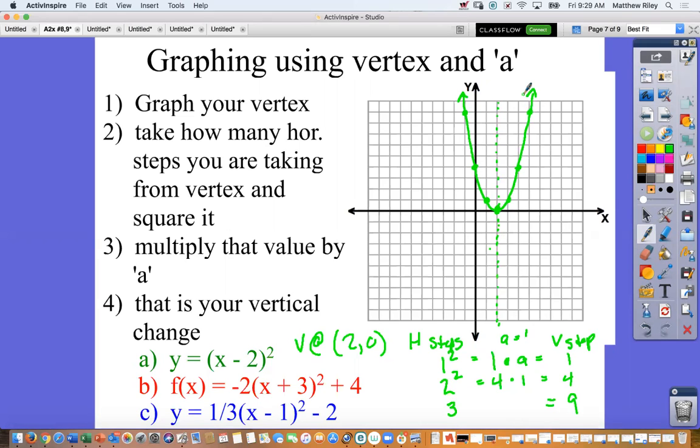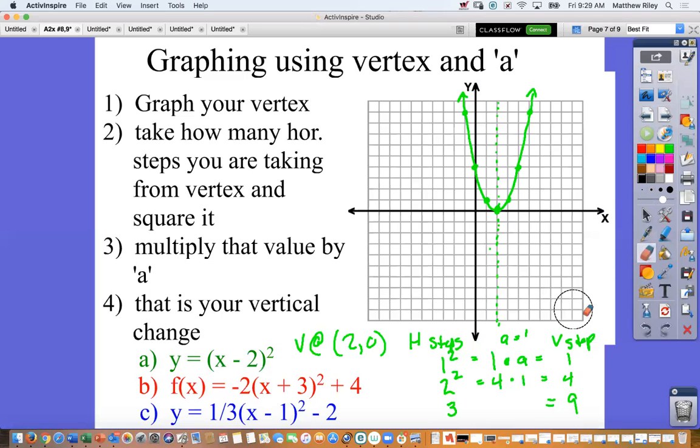And that's it. So let's put it together with what we did yesterday. What kind of a transformation is this? It is shifted what? 2 units to the right. 2 units to the right, and that's it. Okay?